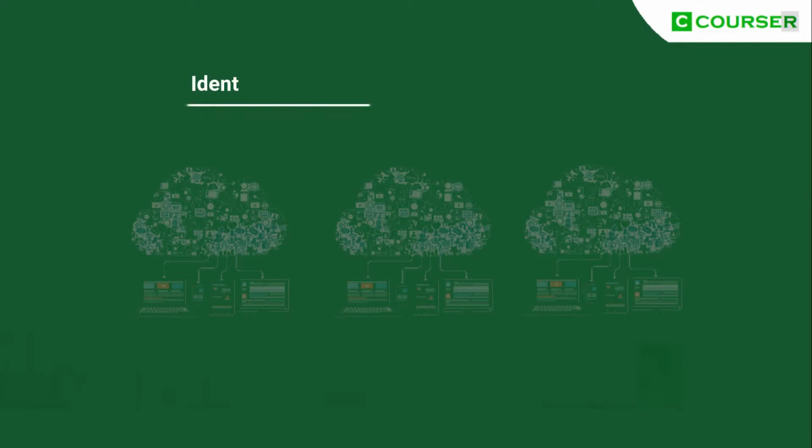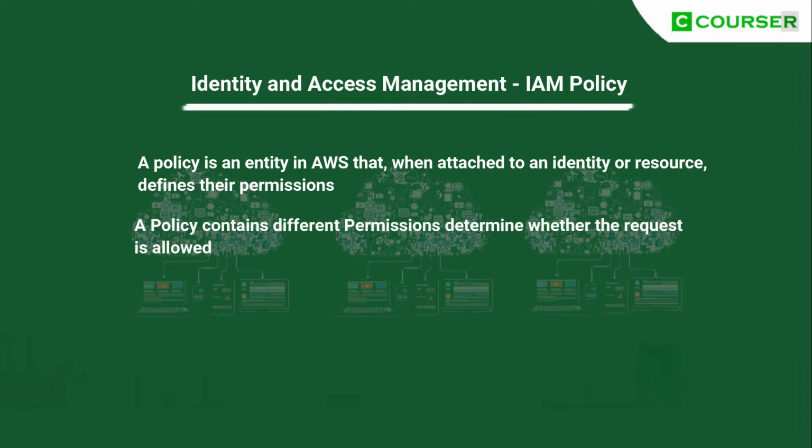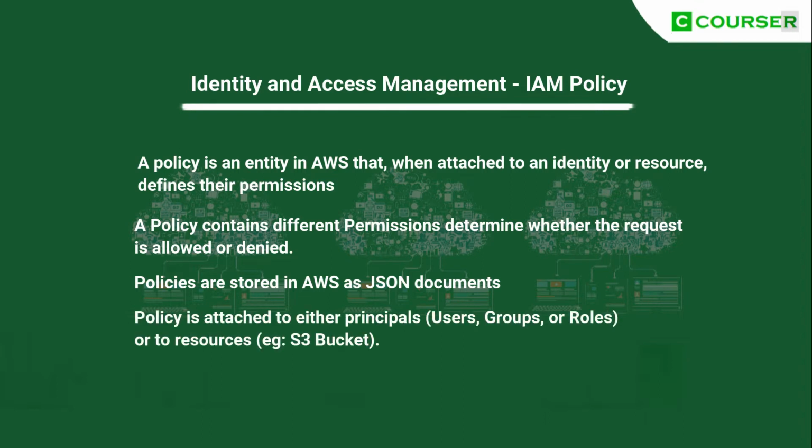So, if you take IAM policies, identity and access management. A policy is an entity in AWS that defines the permissions. It contains different permissions, whether the request is allowed or denied. Policies are stored in AWS as JSON documents. It is either attached to principals or resources.